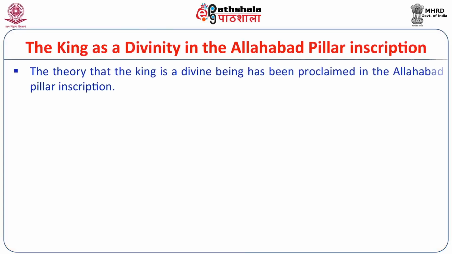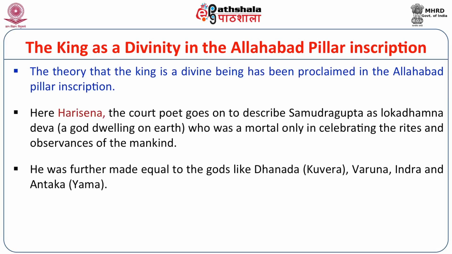What is Lokodhamna Deva? Deva means he is a god, and Lokodhamna, he dwells on earth. So Harisena regards Samudragupta as a god dwelling on earth. So the king is not at all a human being, but he is actually a god who resides on this earth in the form of a human being. And he was further made equal to the gods like Dhanada, that is Kuvera, Varuna, Indra and Antaka. So here Harisena wants to say the king is equal to God, or rather the king himself is God who only lives in this world as a human being.